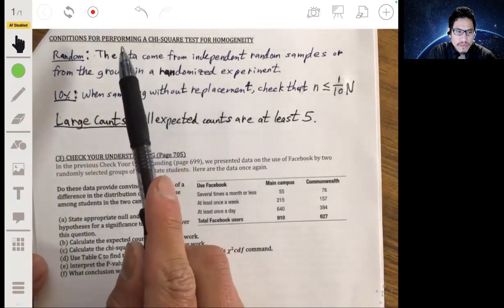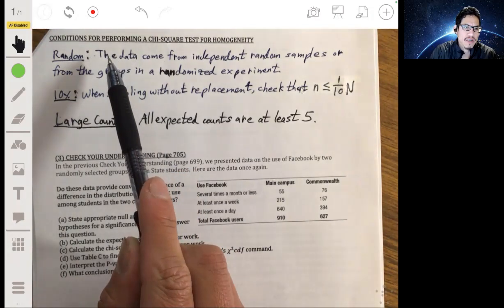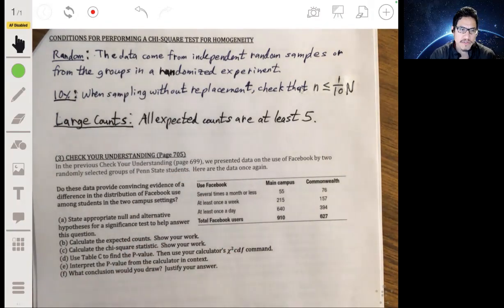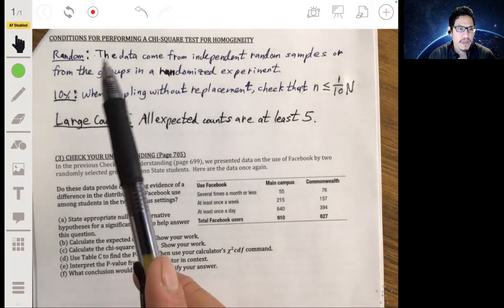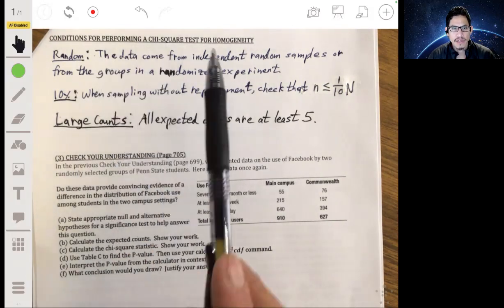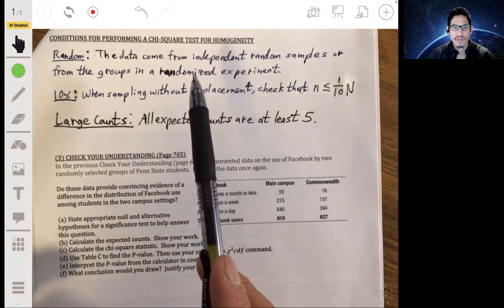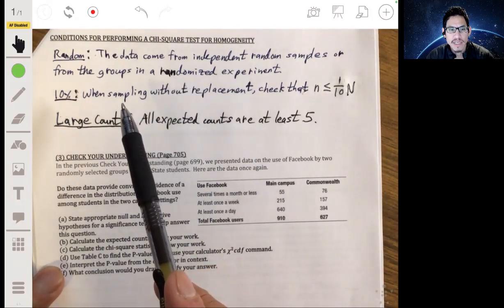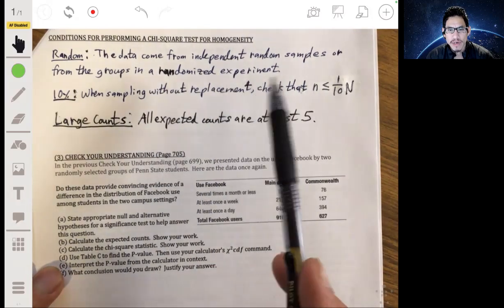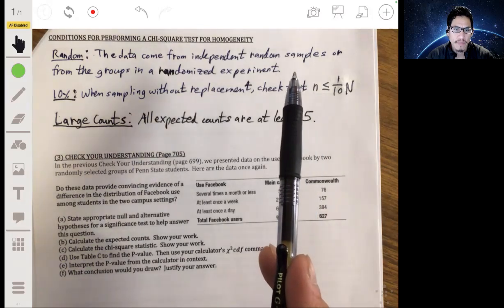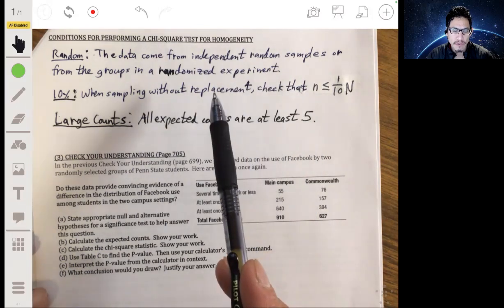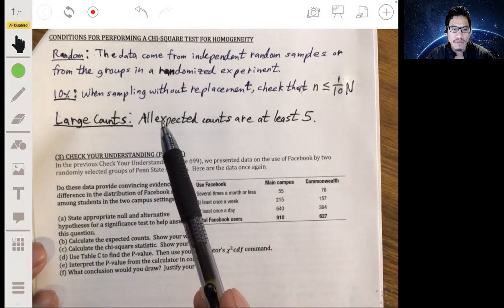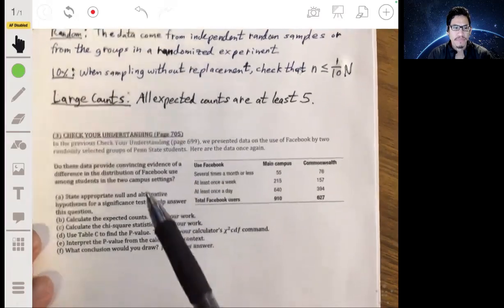And like usual, there are conditions that you have to check, pretty similar to the conditions you've been using for significance tests so far. The random condition: make sure the data come from independent random samples or from groups in a randomized experiment. 10%: make sure you take no more than 10% of the population when sampling without replacement. And the large counts: make sure all expected counts are at least 5.